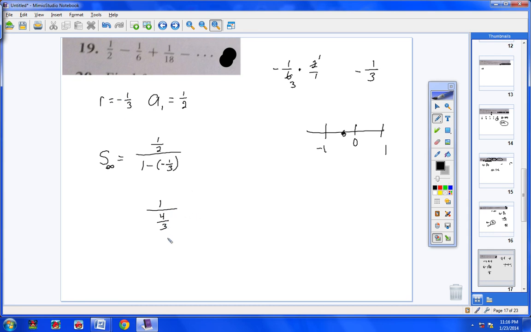And then, excuse me, the top is 1/2. I apologize. My fault. And there we go. 1/2 divided by 4/3 is 1/2 times 3/4. If you use a calculator or work it out longhand, you will get 3/8. So we simply say 3/8 is the sum of the infinite geometric series, or we say it is the limit.